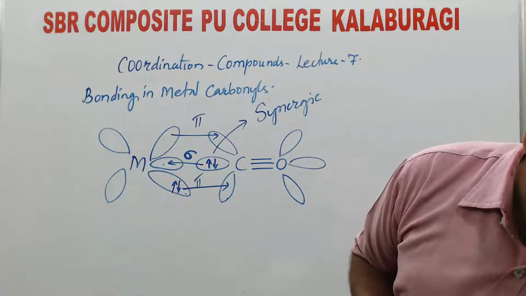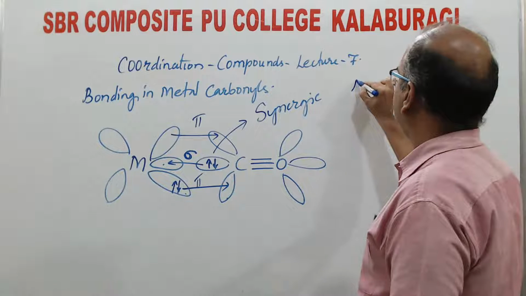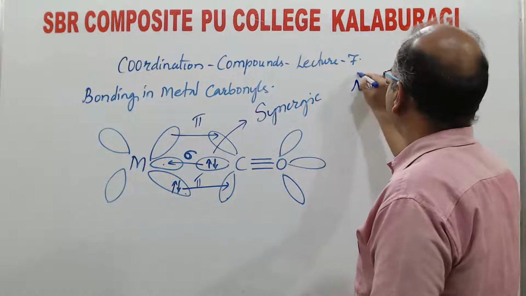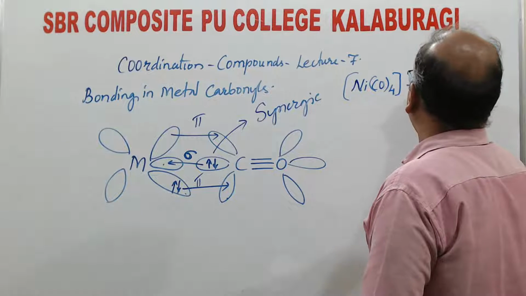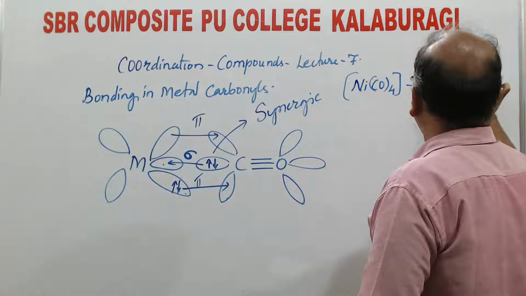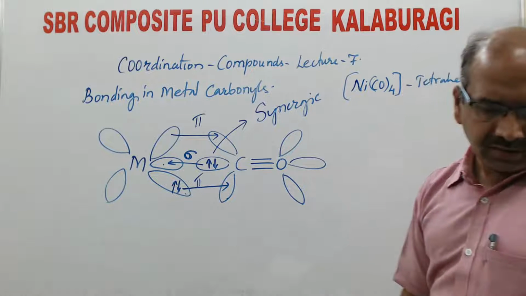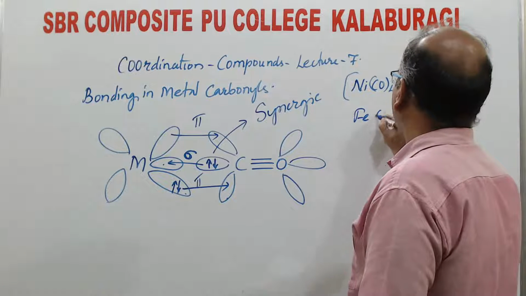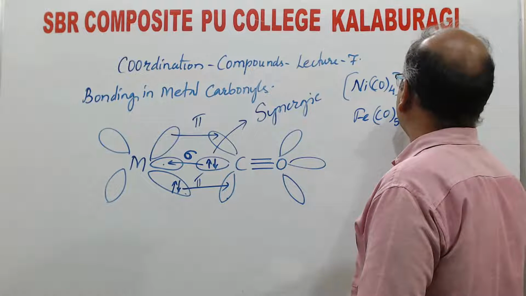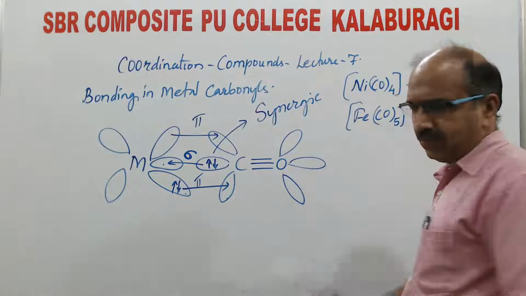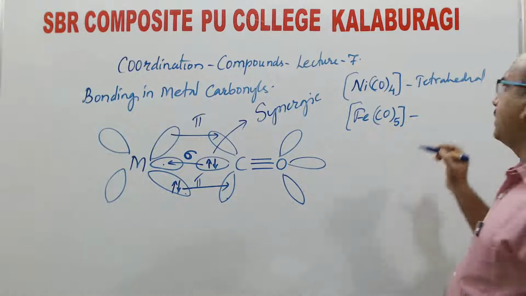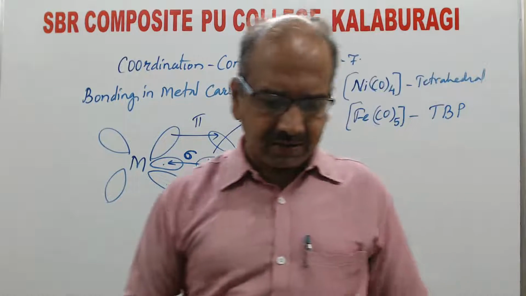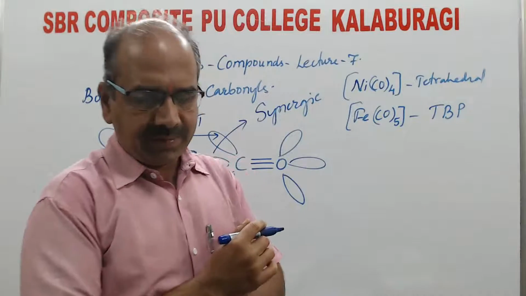Such compounds, how many? Different examples are there. Ni(CO)4, nickel tetracarbonyl. It is a tetrahedral structure. Further, Fe(CO)5, iron pentacarbonyl. This iron pentacarbonyl has a TBP structure, trigonal bipyramidal structure.